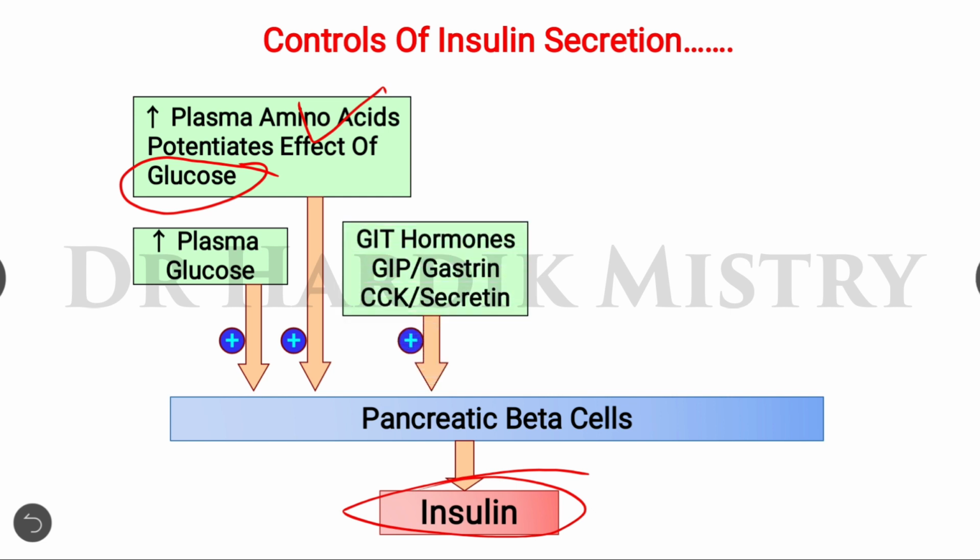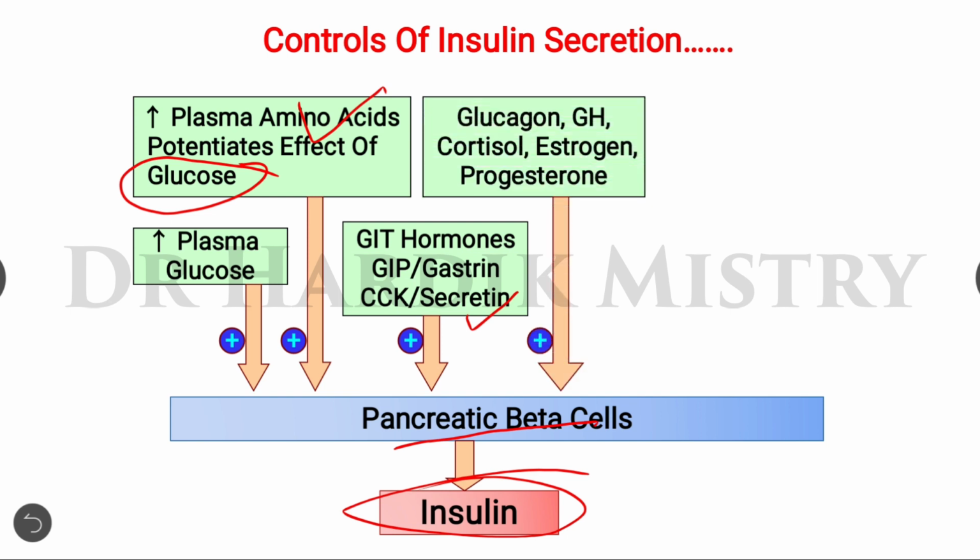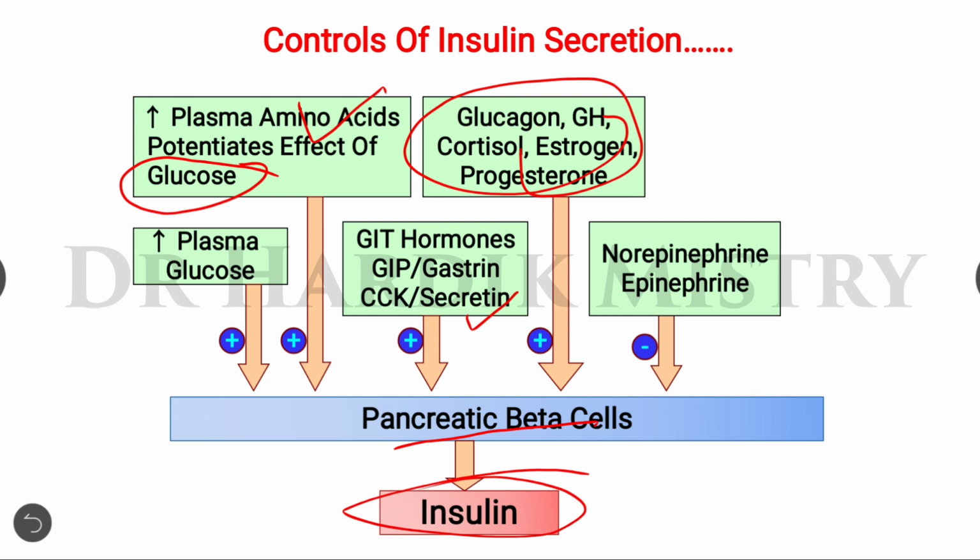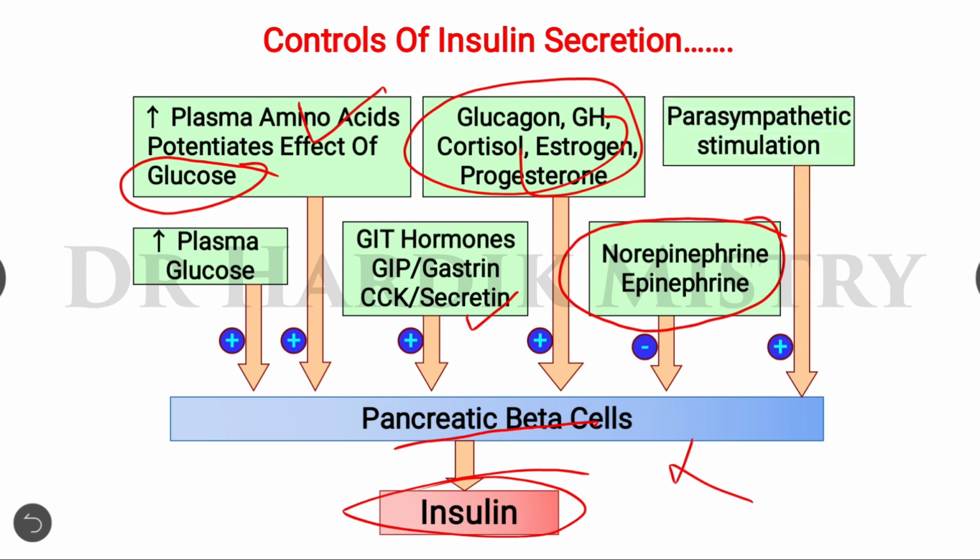GIT hormones, GIP, gastrin, CCK, that means cholecystokinin, and secretin, all three or four hormones have a stimulatory effect on the pancreatic beta cells and release insulin. Glucagon, growth hormone, cortisol, estrogen and progesterone all have a stimulatory effect on the pancreatic beta cell. Norepinephrine and epinephrine both have an inhibitory effect on the pancreatic beta cells, so insulin release will not occur, and parasympathetic stimulation stimulates the pancreatic beta cell and insulin release will be the outcome. These are the controls of insulin secretion.